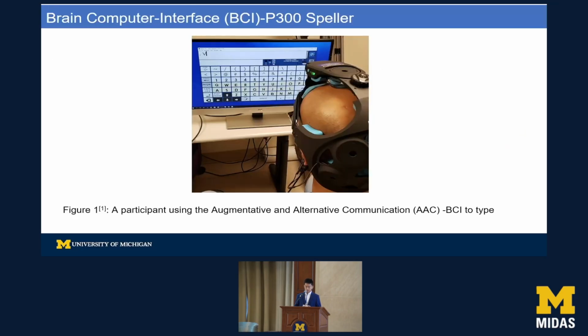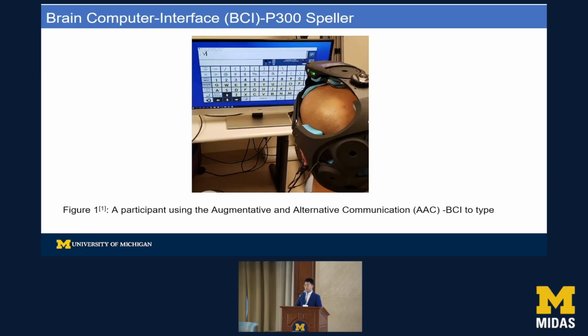So the thing we are talking about today is the brain-computer interface, in short, BCI. And specifically, the BCI P300 speller. You may wonder what it is, and actually it's something that allows people to communicate only through their brain signals, by detecting what they focus their attention on.